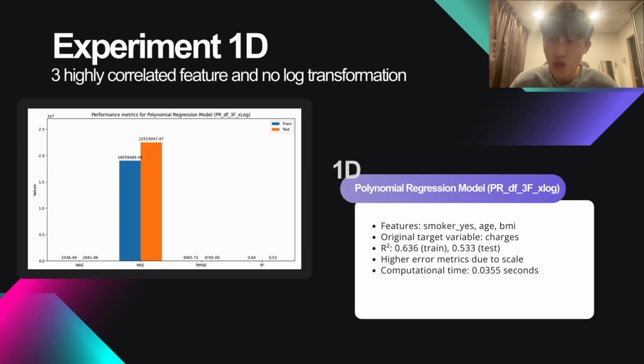In experiment 1D, we use the features smoker yes, age, and BMI like just now, but this time with the original charges target variable. This model achieved an R-square value of 0.636 for the training set and 0.533 for the testing set. Similar to experiment 1B, the error metrics here were higher compared to the log transform model due to the larger scale of the charges variable. In the meantime, the computational time was efficient, at 0.0355 seconds.